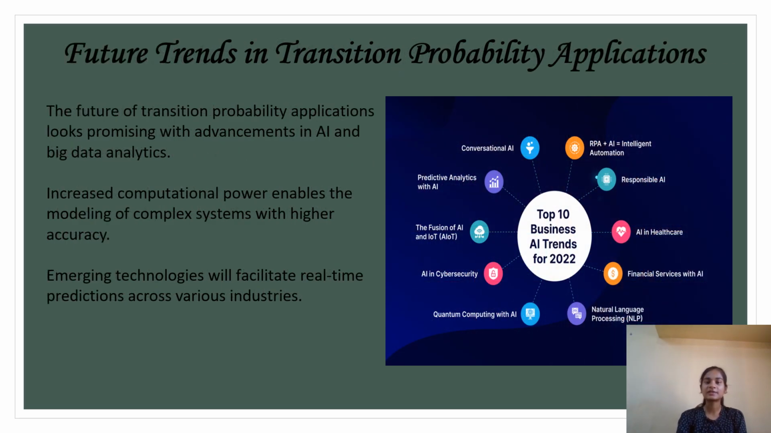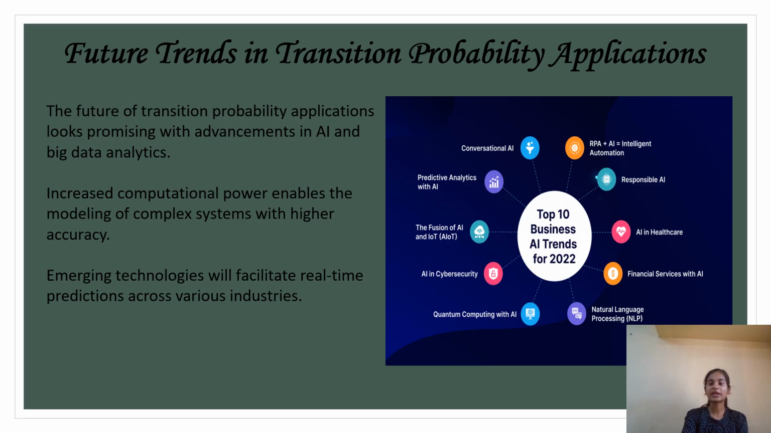Future trends in transition probability applications. The future of transition probability applications looks promising with advancements in AI and big data analytics. Increased computational power enables the modeling of complex systems with higher accuracy. Emerging technologies will facilitate real-time prediction across various industries.